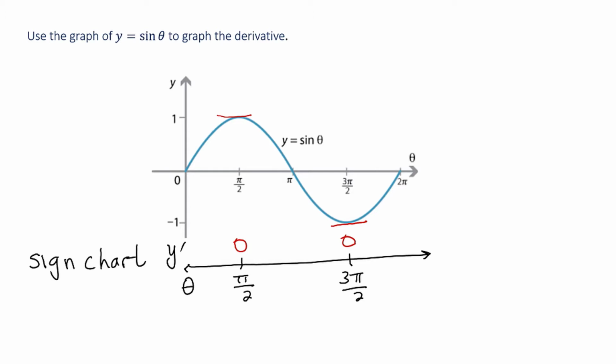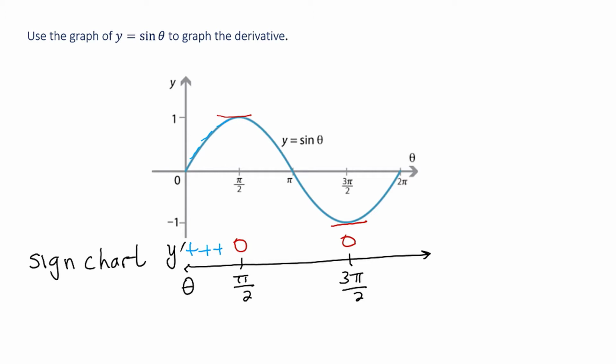Now, let's look at those three separate regions for this graph. From 0 to pi over 2, the graph of sine rises. And if it is rising, any place that you draw a tangent line, you're going to have a positive slope. Positive slope means positive derivative.